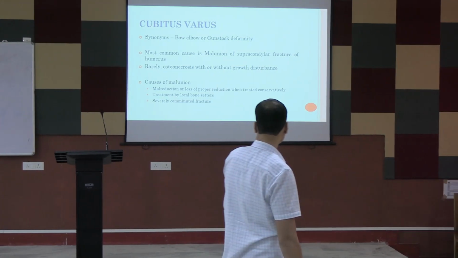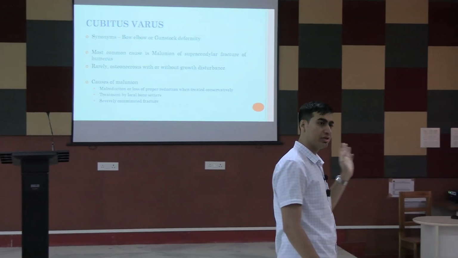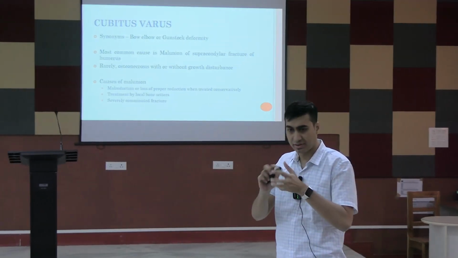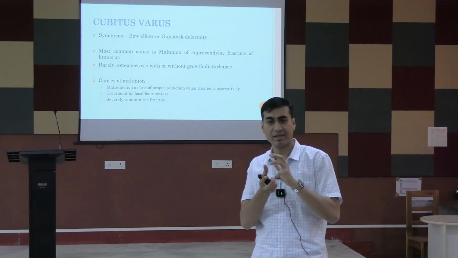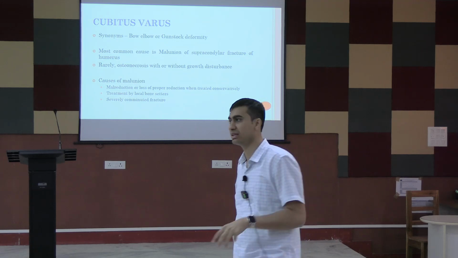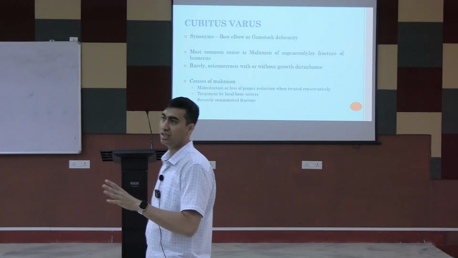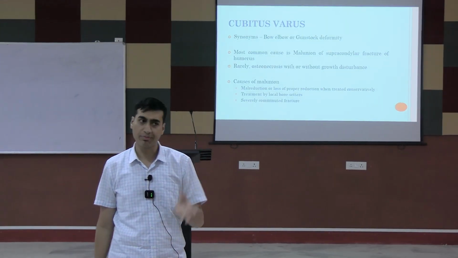Now, causes of malunion. This has already been discussed in the supracondylar humerus topic, what the patterns of the deformity are, medial displacement, medial tilt, that have already been discussed. It is a 3-planar deformity. If the supracondylar fracture doesn't unite properly, it is a 3-dimensional and a 3-planar deformity.